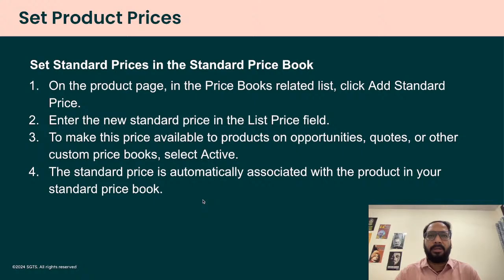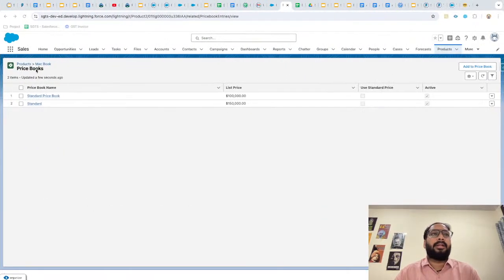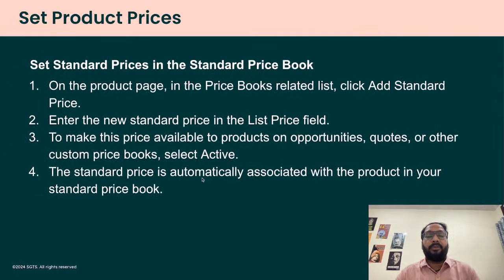We created the product, and through the price book related list, we added these standard prices. Now one thing we need to do is create a custom price book and add the price on that. We will do that in a few minutes.